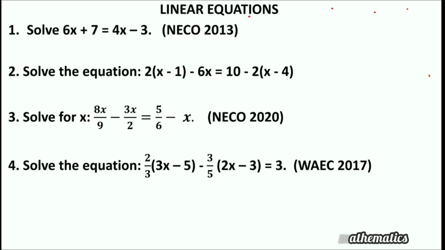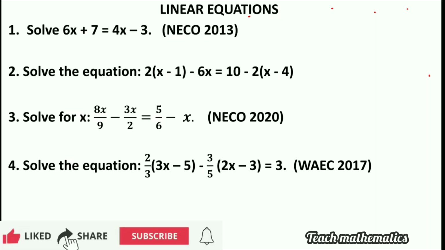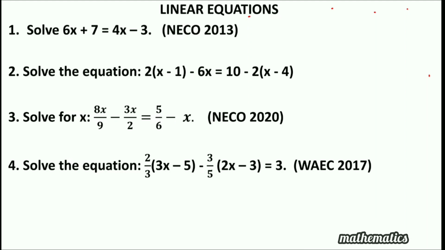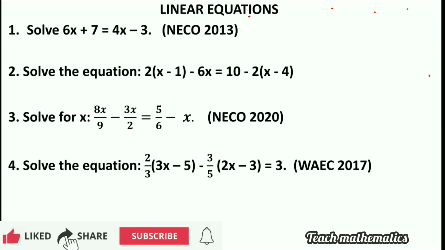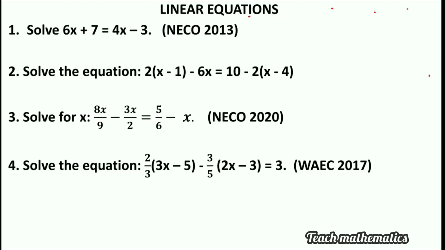1. Identify the like terms. 2. Collect the like terms by rearranging them. 3. Simplify both sides of the equation. And 4. Lastly, you divide the other side by the coefficient of the variable. Remember, we are solving for a variable, which is also known as an unknown, what you don't know.